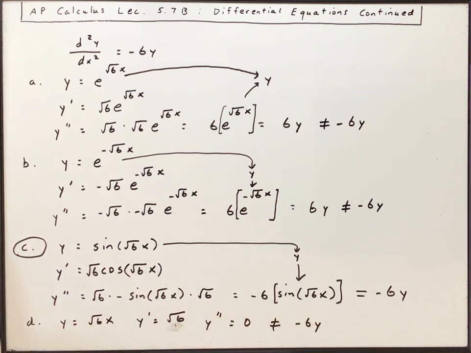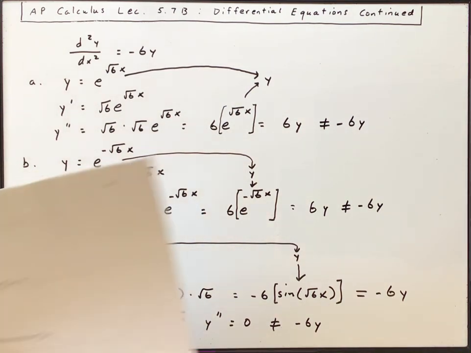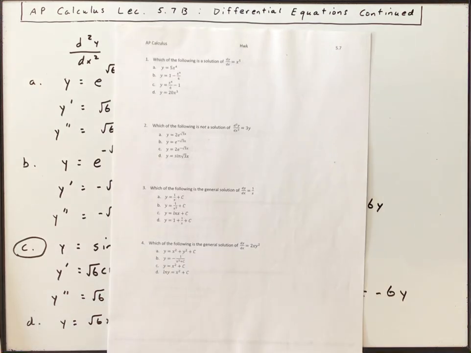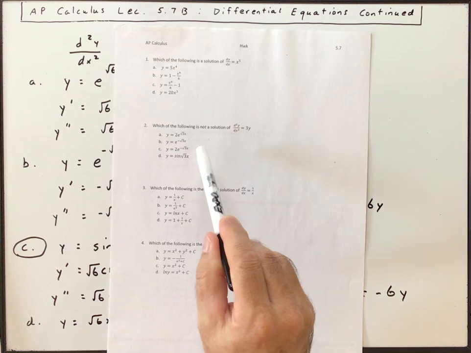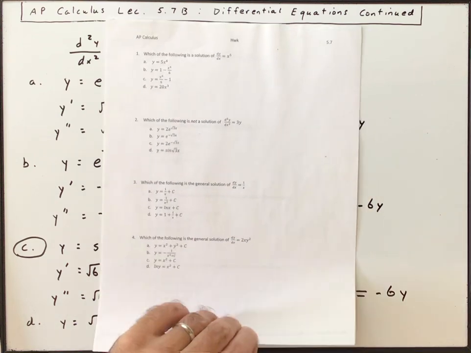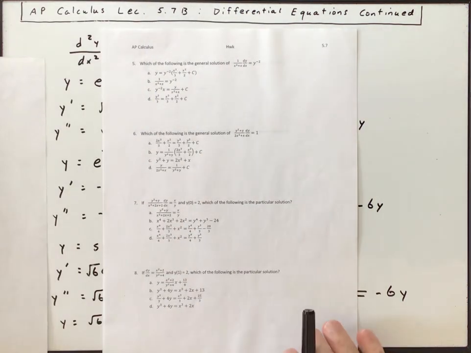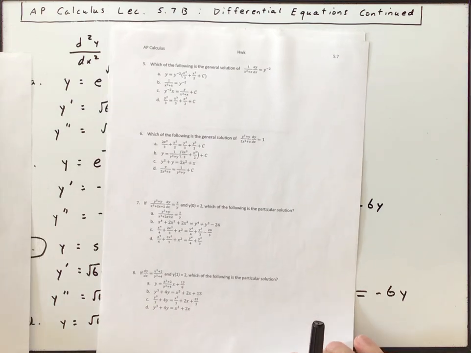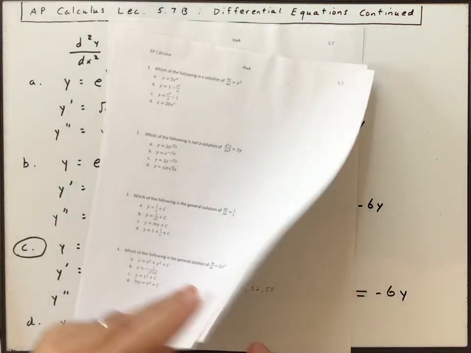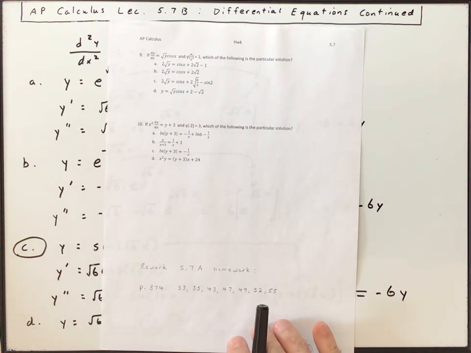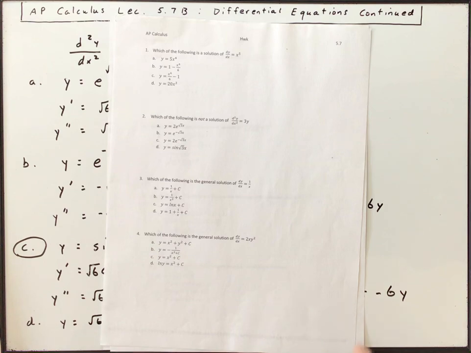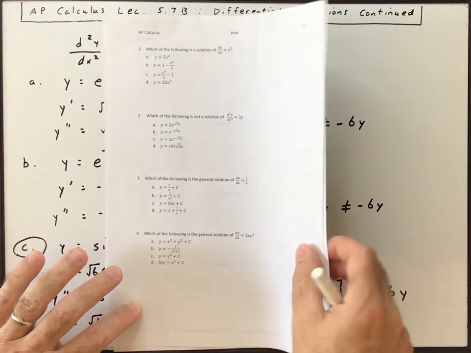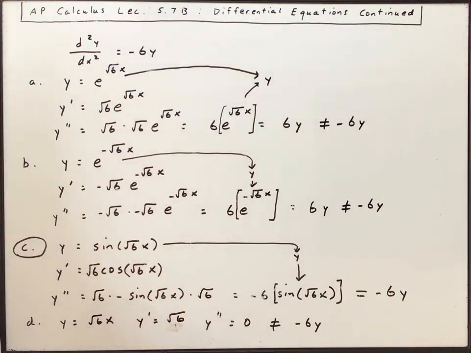So the homework is a worksheet of 10 questions. This is an excellent review for the test. The first 2 questions have to do with this lecture, 5.7b. But the rest of the questions are really just finding general solutions and particular solutions. And it's in multiple choice format, so it's just a great test review for section 5.7.